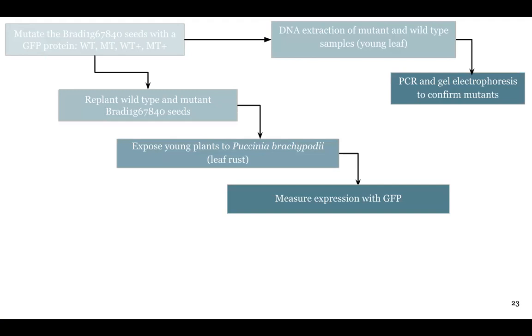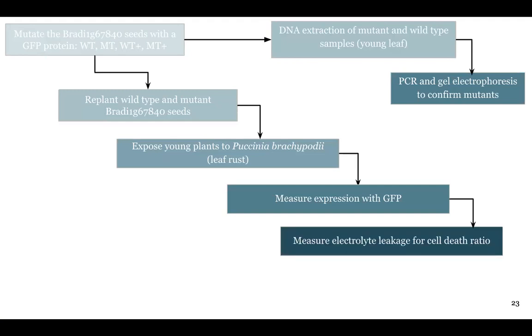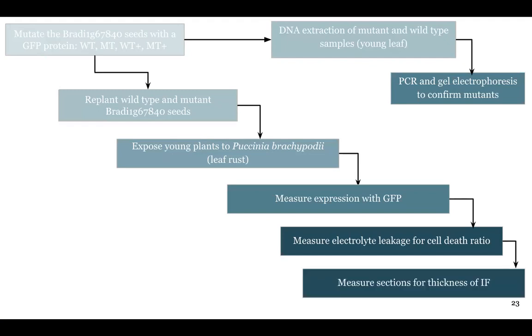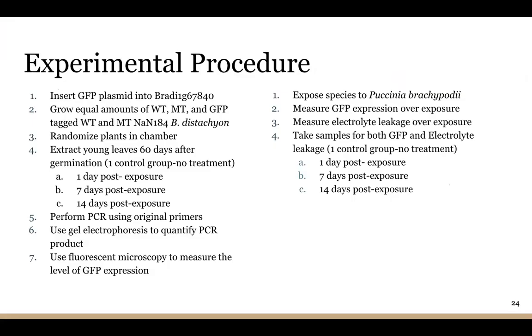To measure the alive to dead cell ratio, we will measure electrolyte leakage, which is a common method of measuring cell death. Sections would also be used to measure the thickness of interfascicular fibers in mutant and wild types. This slide provides a slightly more detailed explanation of that experiment.